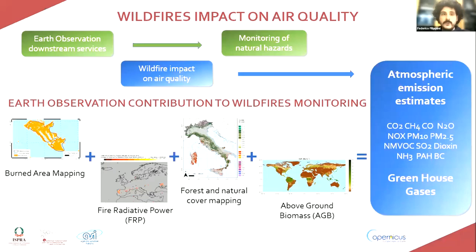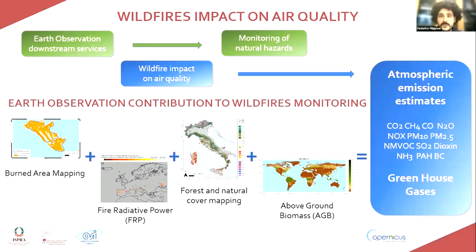Okay, so here I will present an application with a specific focus on monitoring of natural hazards, in the topic of impact on air quality based on Earth observation of Earth surfaces. So how can we use Earth observation data and the derived products and information to generate estimates of greenhouse gas emissions that come from wildfires?